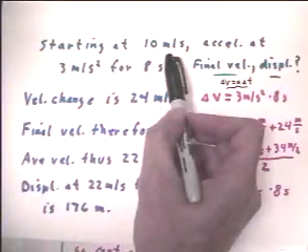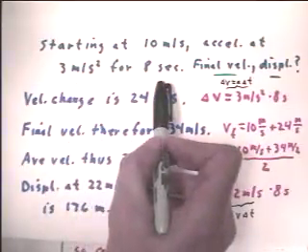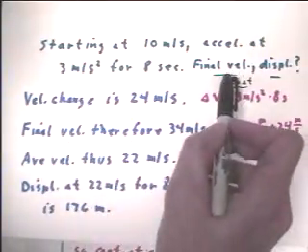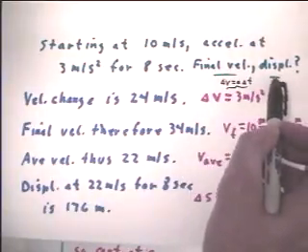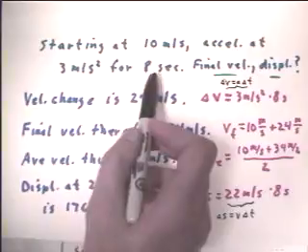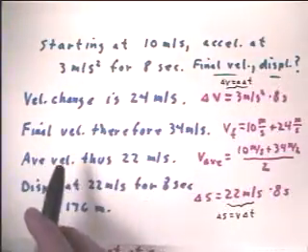Starting at 10 meters per second, let's say we accelerate at 3 meters per second squared for 8 seconds. What's our final velocity? And what's our net displacement? How far do we travel during this 8 seconds? We can answer both of these questions fairly easily.